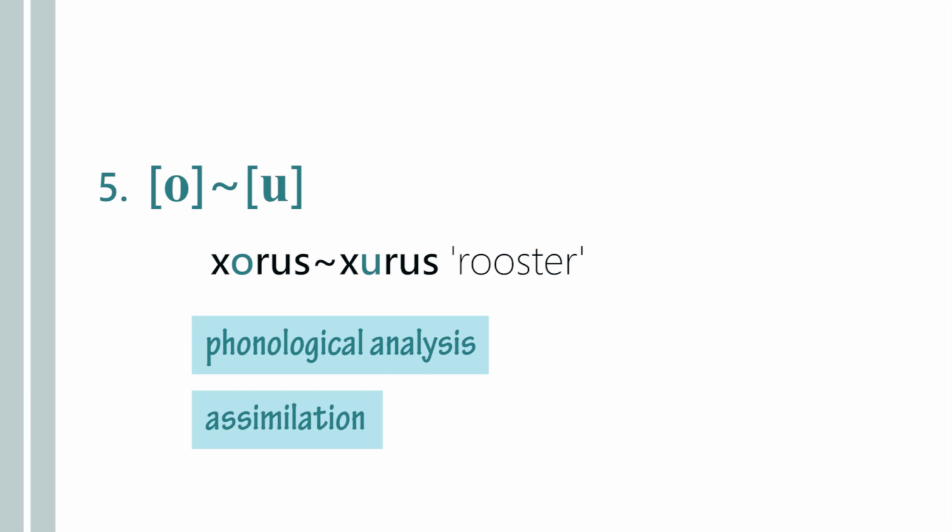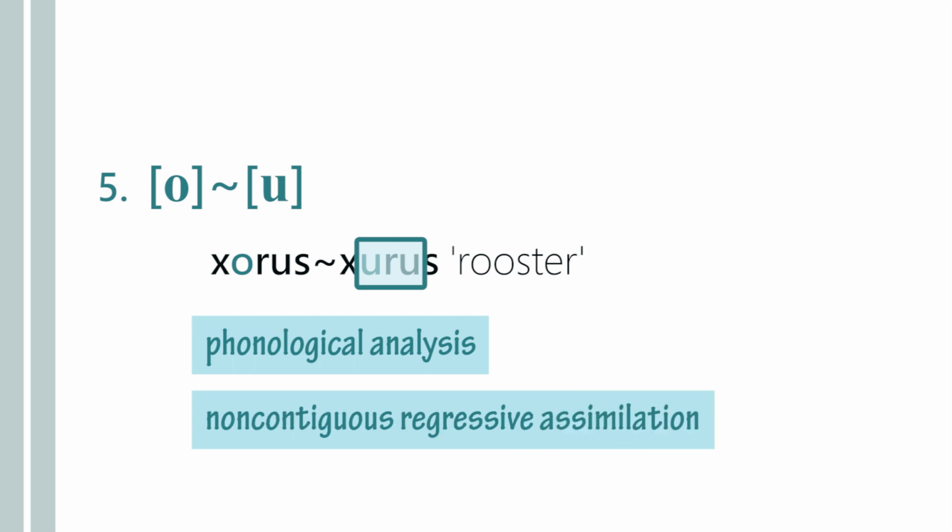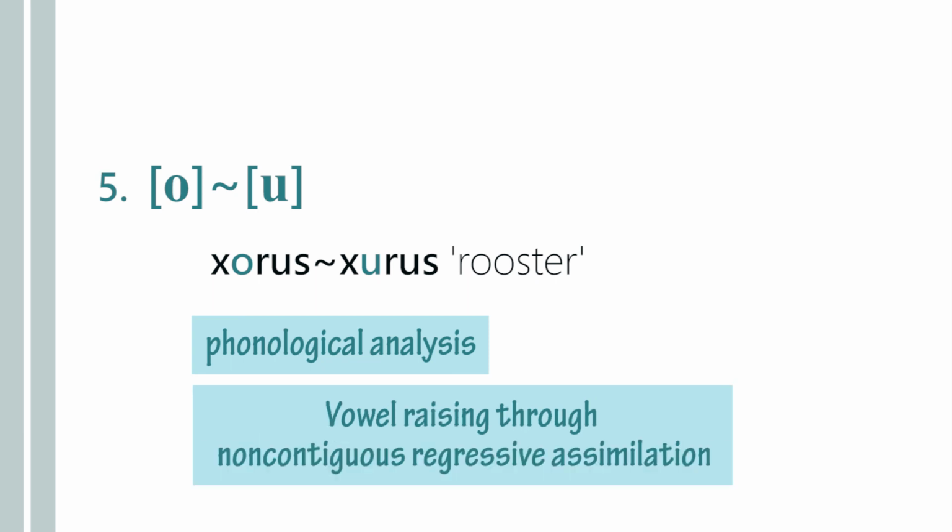Assimilation in the sense that the vowels assimilate: the following vowel influences the previous vowel, so it becomes regressive assimilation, and because they're not next to each other, it becomes non-contiguous regressive assimilation. It doesn't contradict the concept of raising, because you could say the way raising has happened here is through non-contiguous regressive assimilation.